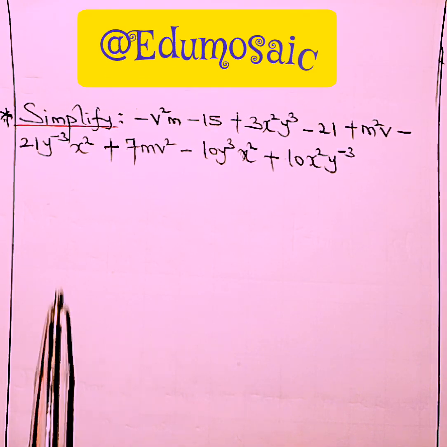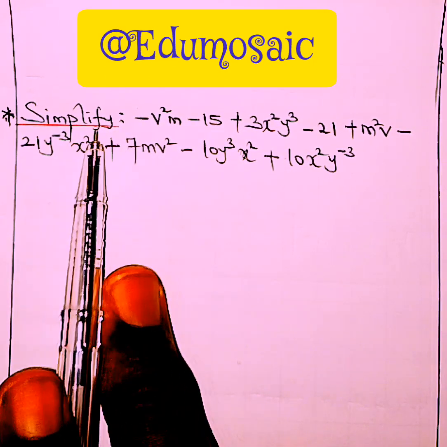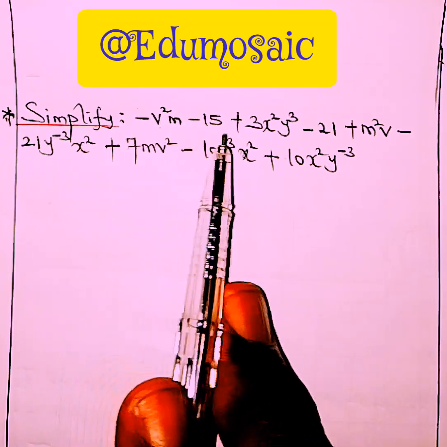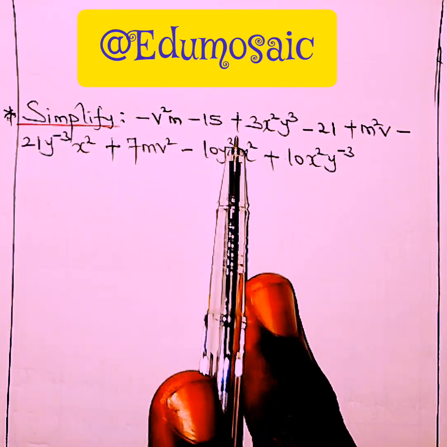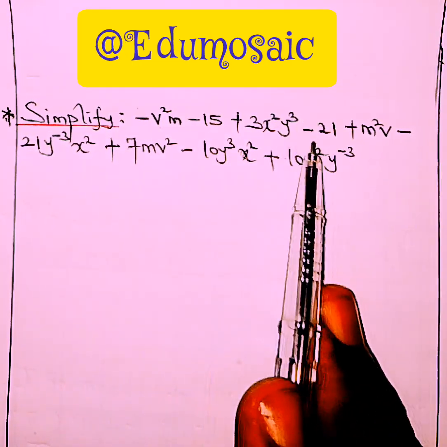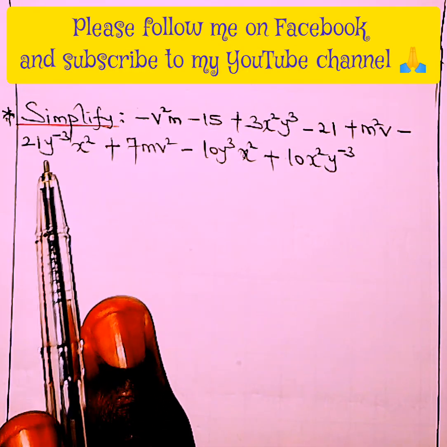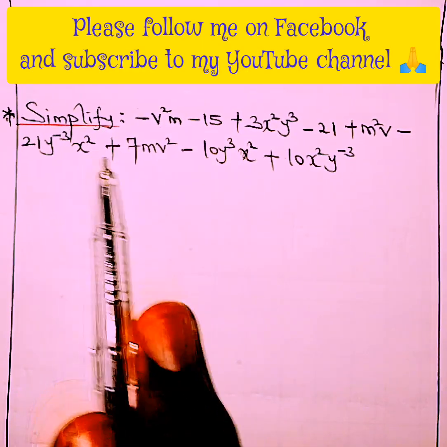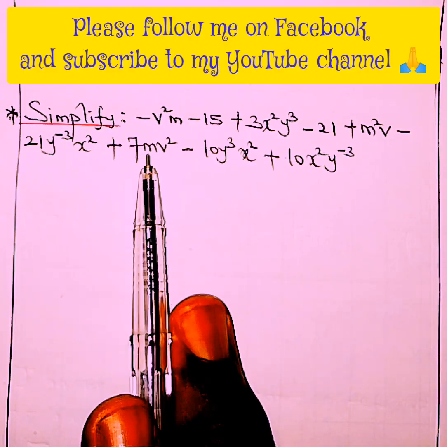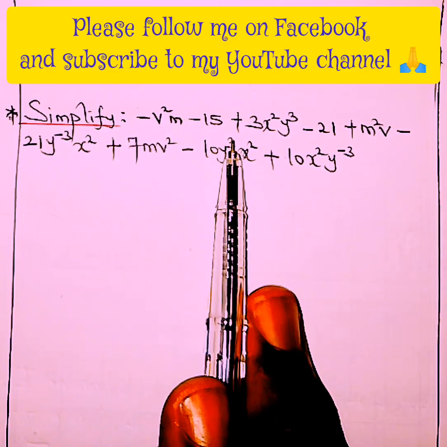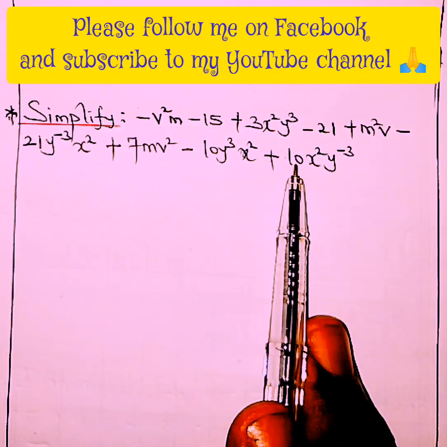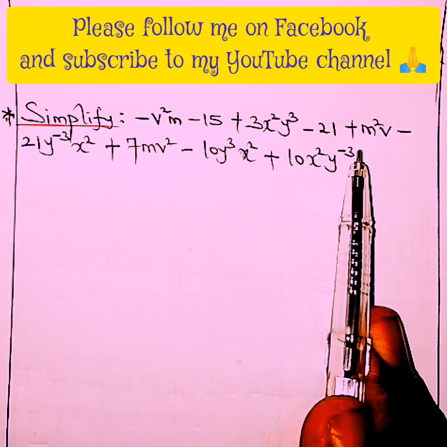So this question was the very first question we were given. Simplify: minus v squared m minus 15 plus 3s squared y raised by 3 minus 21 plus m squared v minus 21 y raised by minus 3 s raised by 2 plus 7 mv squared minus 10 y raised by 3 s raised by 2 plus 10 s raised by 2 y raised by minus 3.